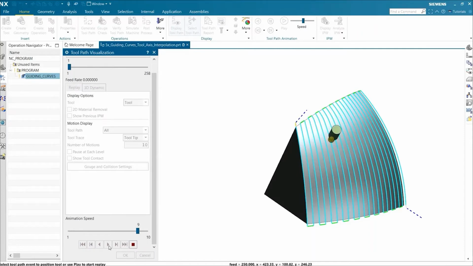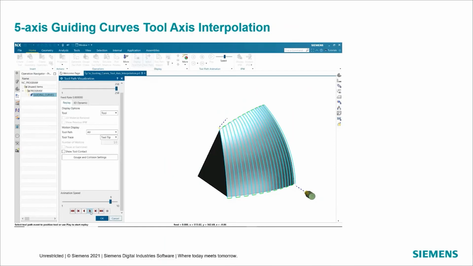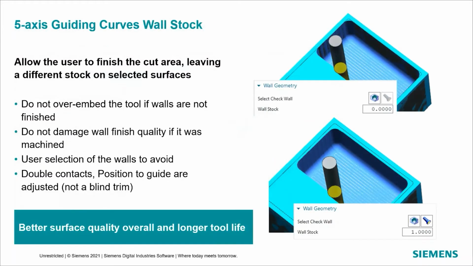The result is a more controlled tool axis. And again, the U and V controls on interpolated tool axis are new, and I think it's a significant enhancement for folks that are using interpolated tool axis. Next, again, with 5-axis guiding curve, we're going to talk about wall stock.